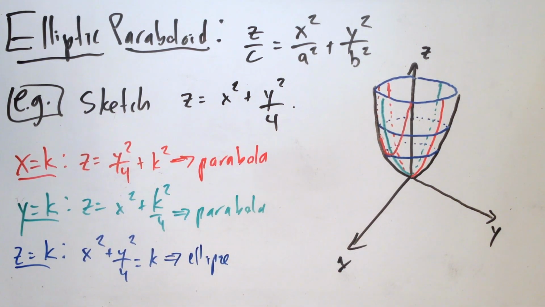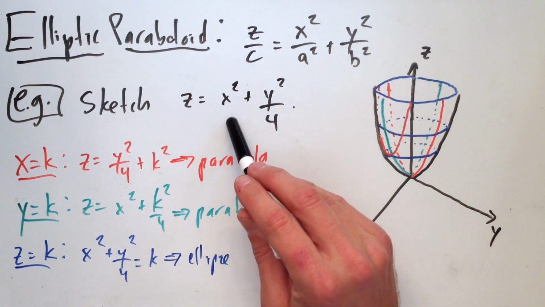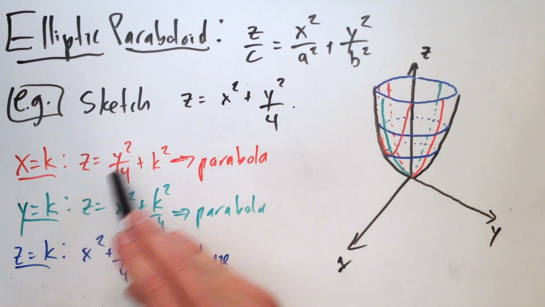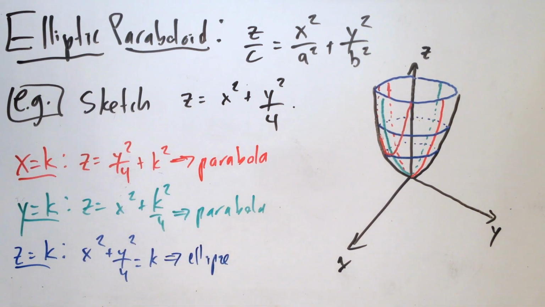Let's sketch z equal to x squared plus y squared over 4. So a great way to sketch something like this is to sketch its traces. And to do that, we set each of the variables equal to a constant and then consider what that sort of graph would look like. So for example, if we set x equal to a constant k, we get z is equal to y squared over 4 plus k squared.